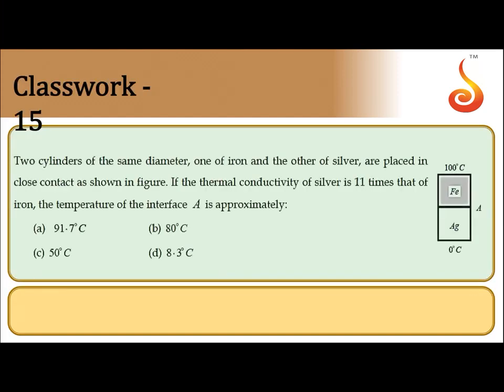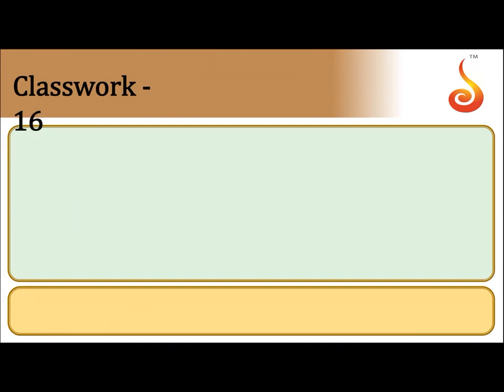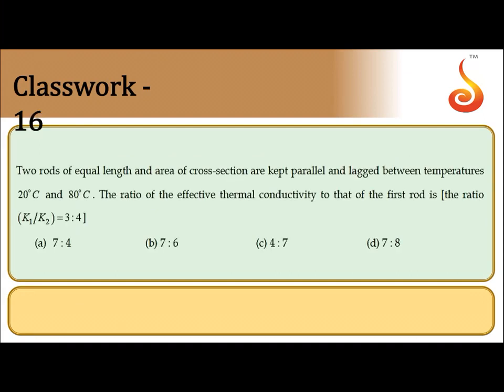Yes, we shall move on to next one. Two rods of equal length and area of cross section are kept parallel and locked between temperatures 20 degrees Celsius and 80 degrees Celsius. Ratio of effective thermal conductivity to that of the first rod is, the ratio K1 by K2 is 3:4. So, K1 by K2 is given, it is 3:4.